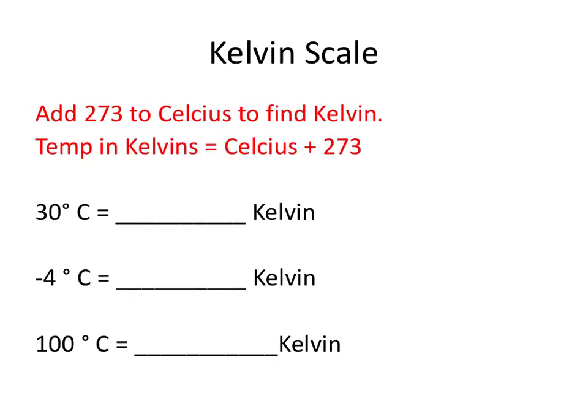Converting things in the Kelvin scale is really, really easy. All you have to do is take Celsius and add 273 to it to find Kelvin. So the temperature in kelvins is just Celsius plus 273. So if I have 30 degrees Celsius, that is 303 Kelvin. Negative 4 degrees Celsius is 269 Kelvin. What would 100 degrees Celsius be? Think about that one for a sec. You should find the answer really easily.